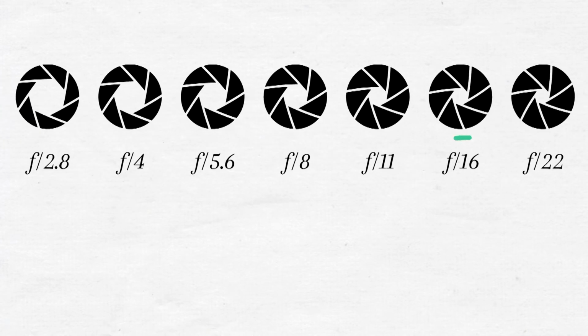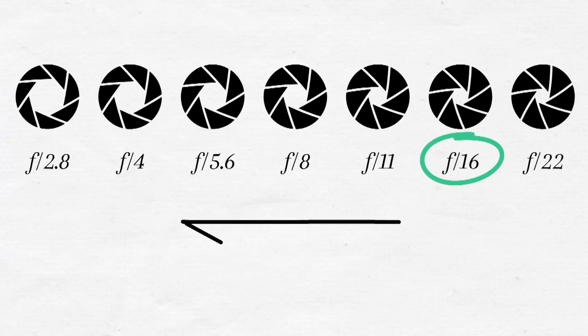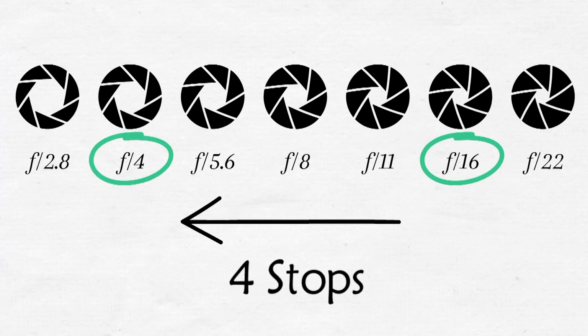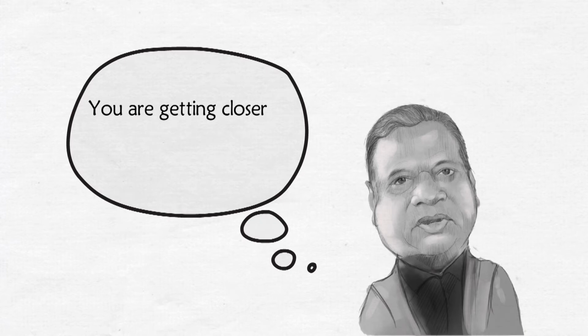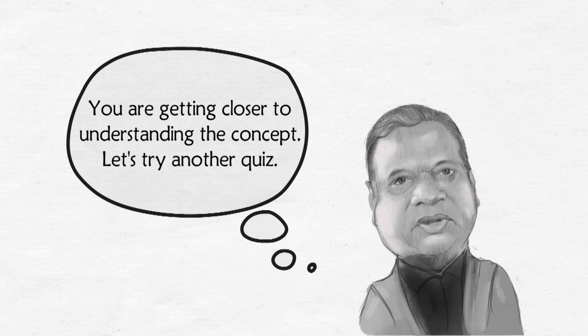From f16, I got to keep opening up. The first one is f11, then comes f8, f5.6, and the 4th stop is f4. So, 1/125 f4 is the right answer. Again, 1/8 f16 and 1/125 f4 are the right exposures, but the effect on the photographs will be completely different. Now, I think you are getting closer to understanding the concept. Let us try another quiz.